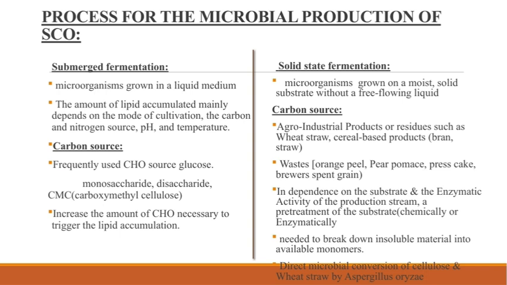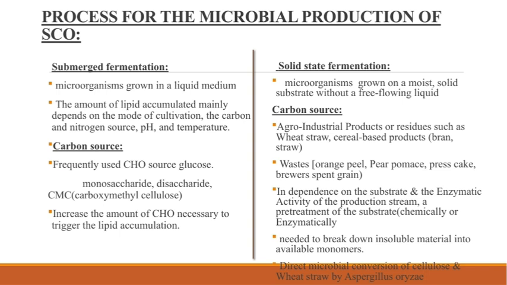Because these substrates vary in composition, sometimes a pretreatment, either chemical or enzymatic, is necessary to break down insoluble materials into monomers that the microbes can readily utilize. For example, Aspergillus oryzae can directly convert cellulose-rich materials like wheat straw into SCO, thanks to its enzymatic capabilities.